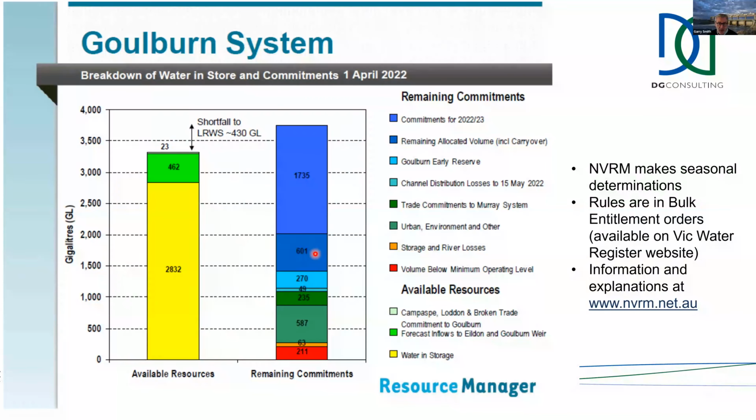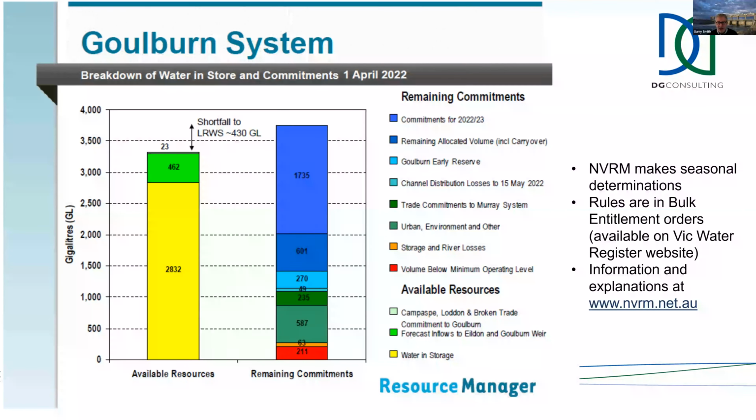So those sort of water balance diagrams that show the water available and the commitments against it give you a lot of information, and they're updated very regularly. So I urge you to have a look at that. So that's how it's done in Victoria. Let's take a little look at how it's done in some other jurisdictions and see where they're similar and where they differ.